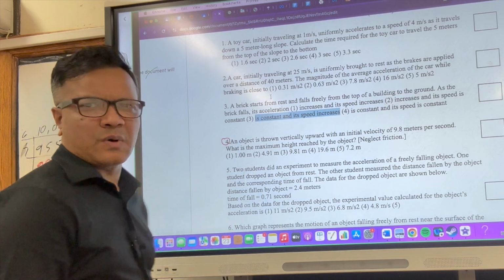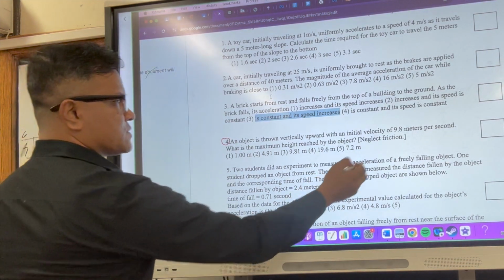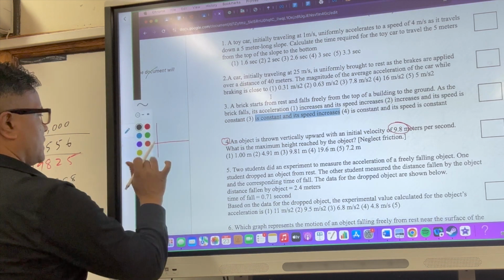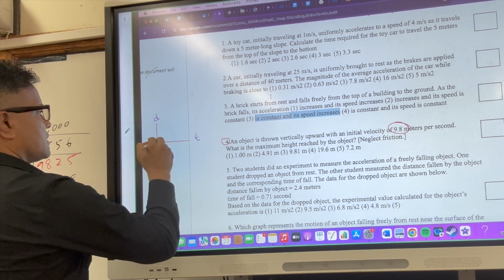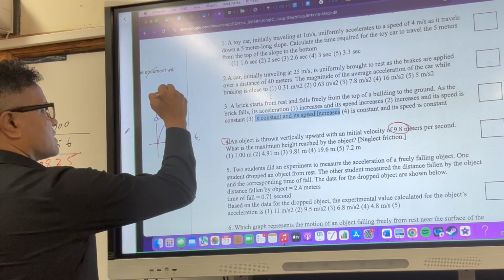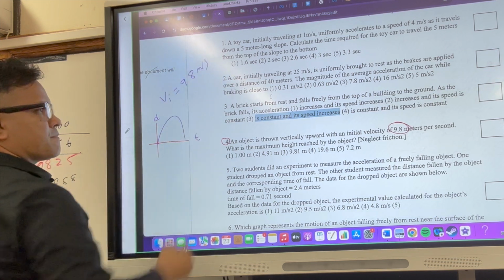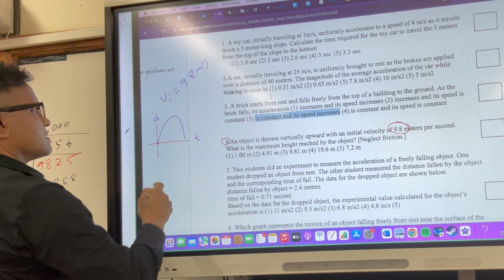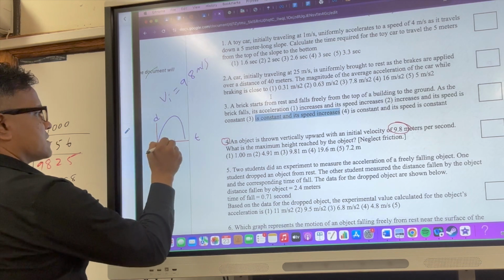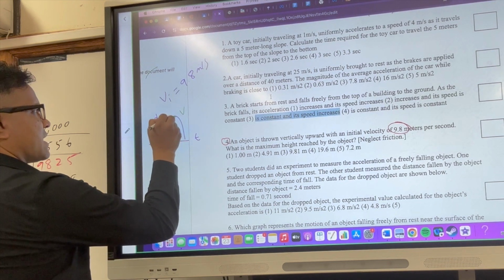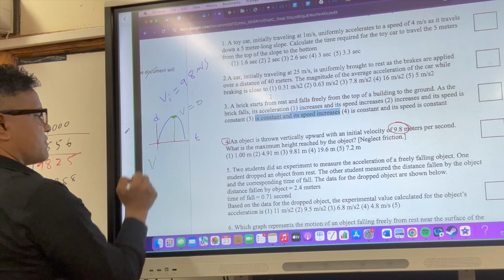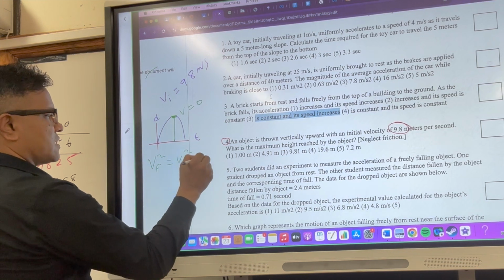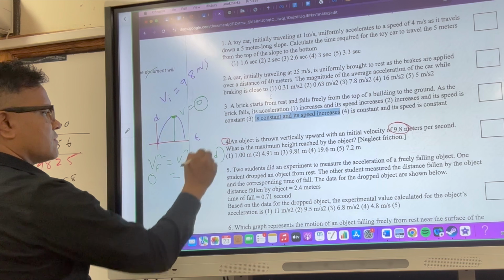Problem number 4, you throw up something to the air with how much velocity? 9.8. So you throw up something in the air with initial velocity 9.8 meter per second, like at 90 degrees, right? So you want to find the maximum height. What is the maximum height? One thing you know, at max height the velocity is 0. You're going to use that fact. Vf squared is equal to Vi squared plus 2ad.